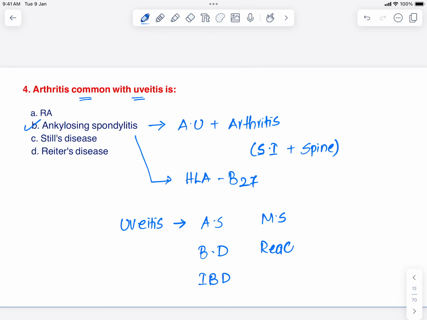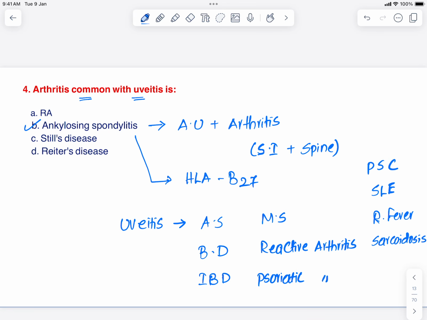Then reactive arthritis, followed by psoriatic arthritis, rheumatic fever, then sarcoidosis, next systemic lupus erythematosus, then primary sclerosing cholangitis. So these are the conditions where you have immune mediated causes of uveitis. All right, the next question.